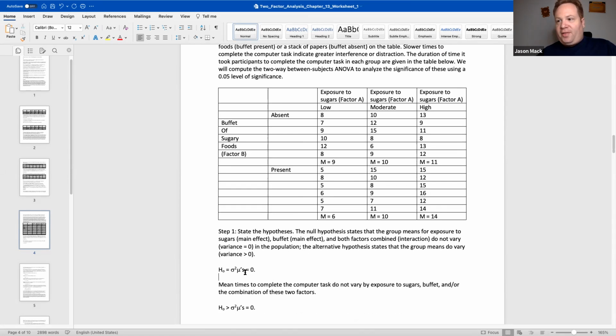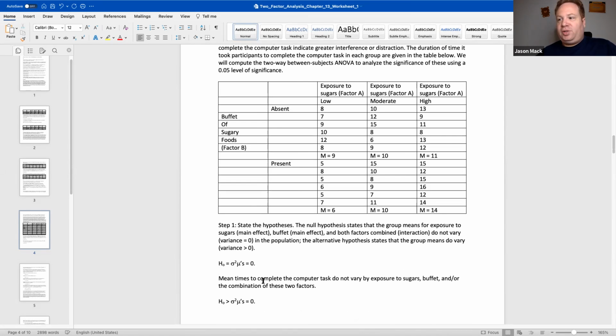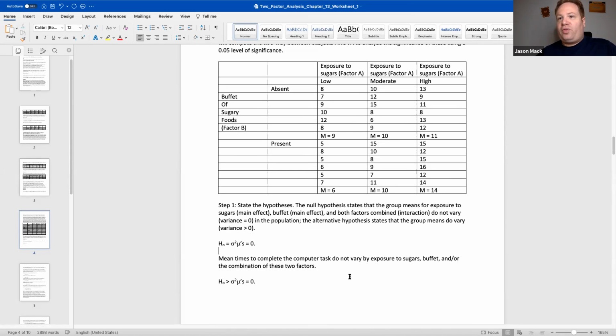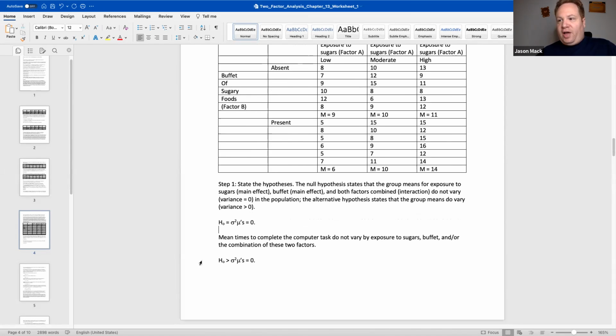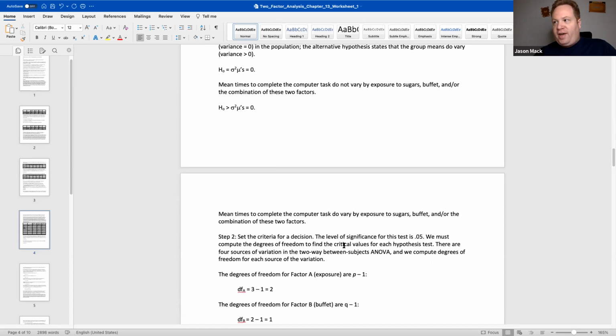So we write the null hypothesis out like this. Mean times to complete the task do not vary by exposure to sugars, buffet, and or the combination of these two factors. And then our alternative hypothesis, we write out like this. Mean times to complete the computer task do vary by exposure to sugars, buffet, and or the combination of these two factors.